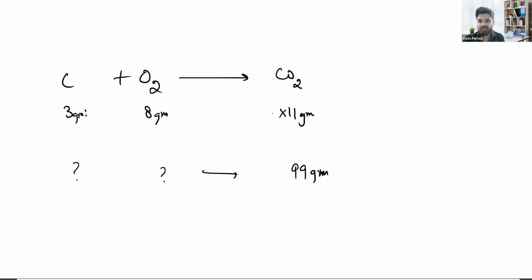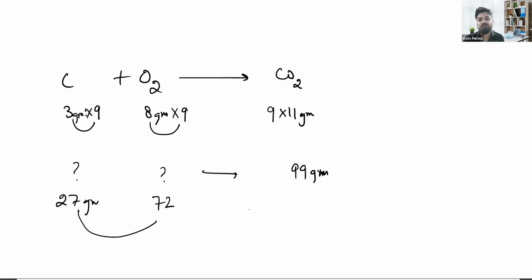So 3 into 9, and 8 into 9. What will you get? You will get 3 times 9, 27 grams of carbon will be required, and 8 nines are 72 grams of oxygen will be required. When you add these, you will get 99. Okay, you understood? Now you understood. I think you are getting this.